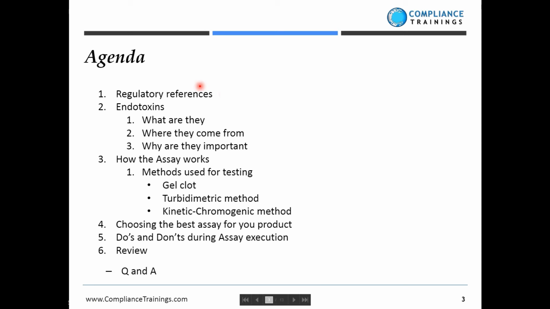So today's agenda, we're going to go over some regulatory references, particularly USP 85. We're going to talk about what endotoxins are, where they come from, why they are important, how the assay works, and then we're going to talk about some of the methods used for testing. We're going to talk about choosing the best assay for your product, some do's and don'ts during assay execution, and then we're going to have a review, and then we'll have a Q&A section. Of course, all of this is our guide. We may talk about some other things as well, but for the most part, these will be the topics that we're going to discuss.